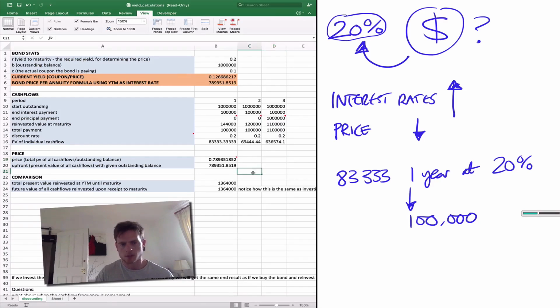And that's really it. That's what yield to maturity is. Yield to maturity is the discount rate that we apply to all of the cash flows that the bond is going to pay out, which sets the present value of all those cash flows equal to the price. And we can work in both directions. We can say, for this price, what is the yield? Or we can say, for this yield, what is the price?